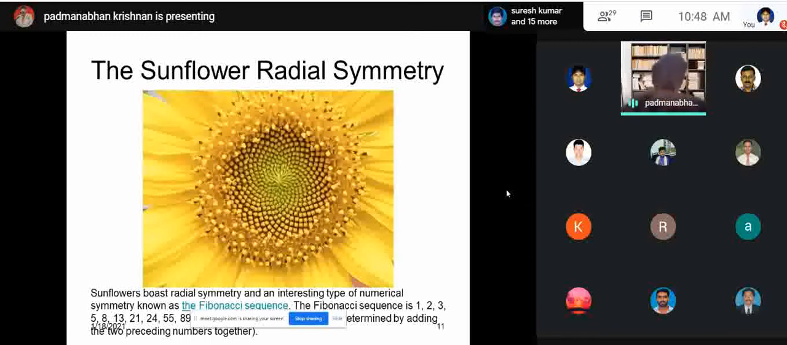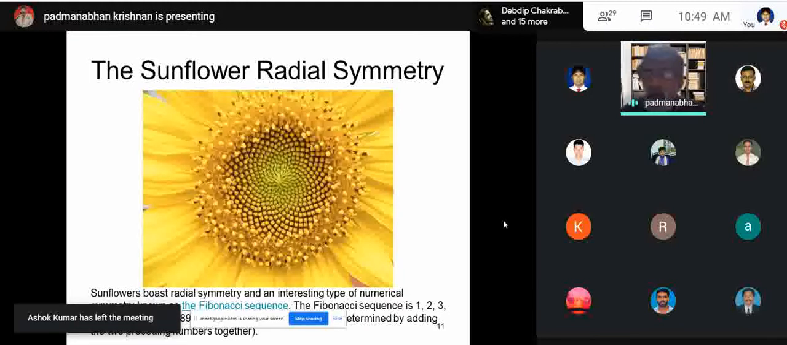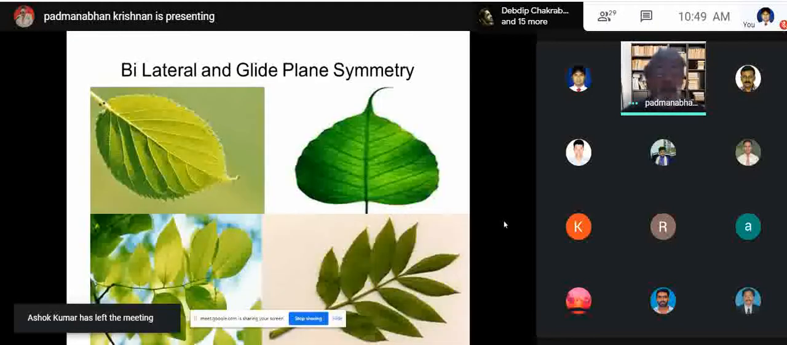So sunflowers boast radial symmetry and an interesting type of numerical symmetry known as the Fibonacci sequence. The Fibonacci sequence is 1, 2, 3, 5, 8, 13, 21, 34, and so on. You determine it by adding the two preceding numbers together to get the next number.